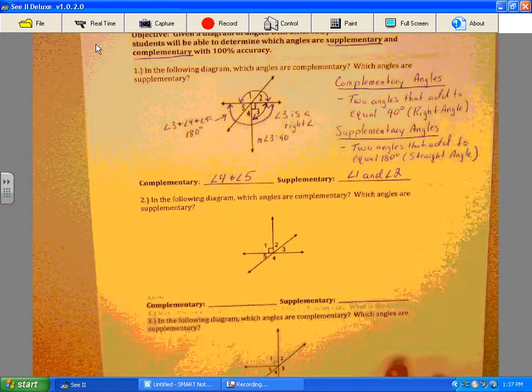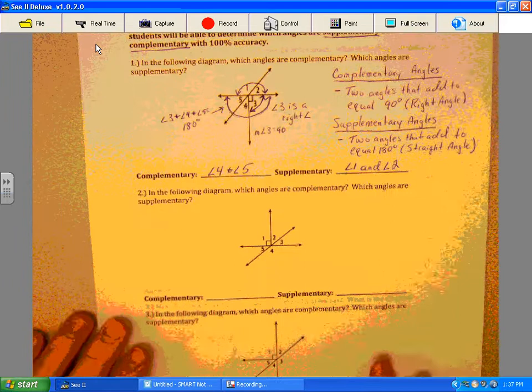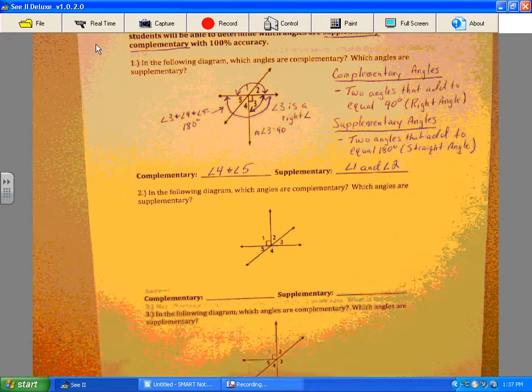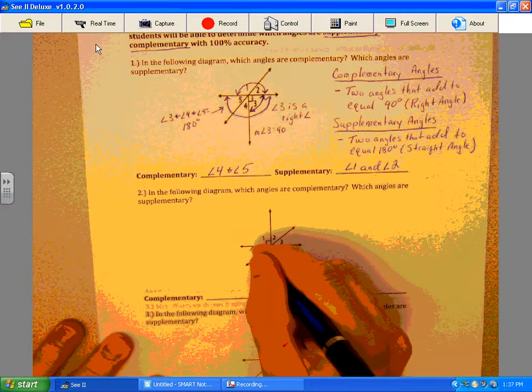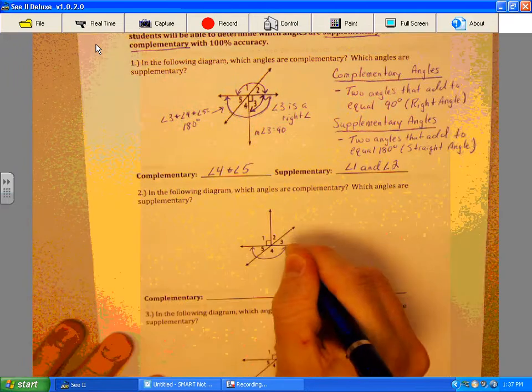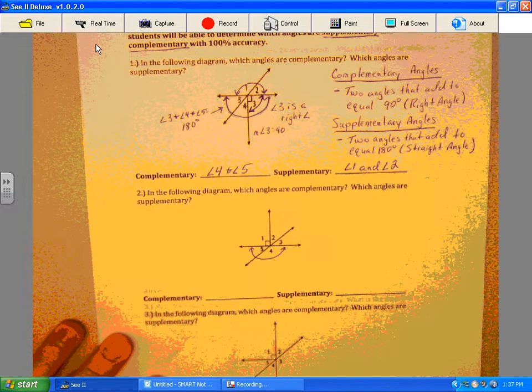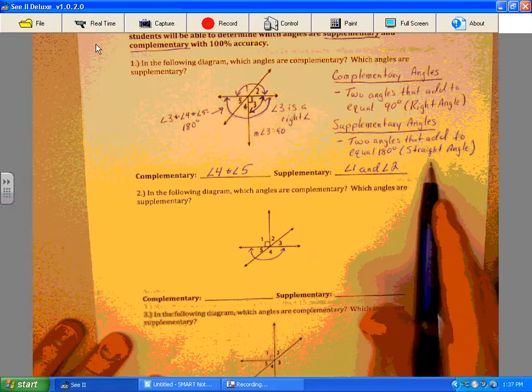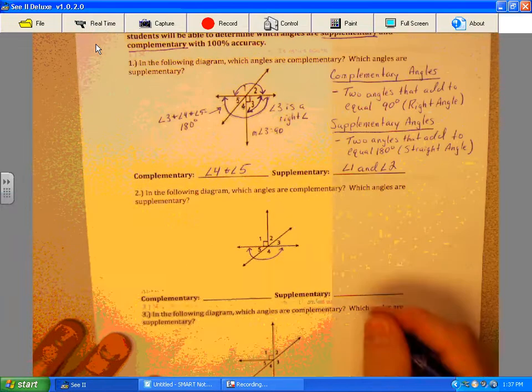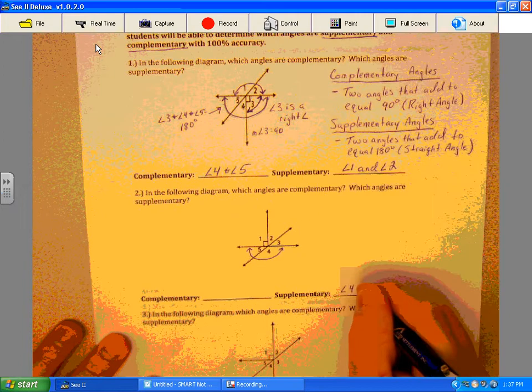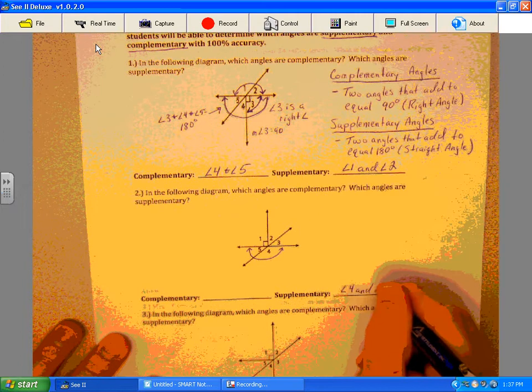Okay, looking at example 2. Once again, we're identifying complementary and supplementary angles. We see here that angle 4 and 5 come together to form a straight angle. We know that a straight angle has a measurement of 180 degrees, so we know that angle 4 and angle 5 are supplementary.